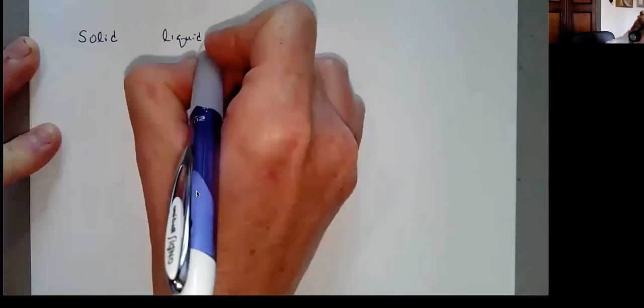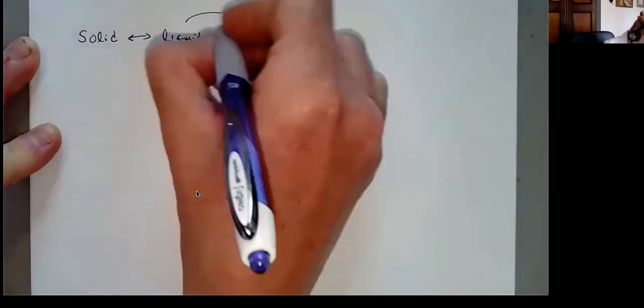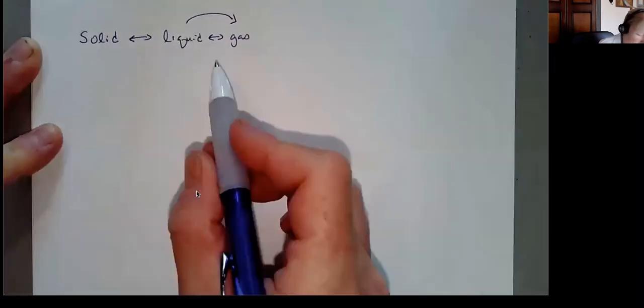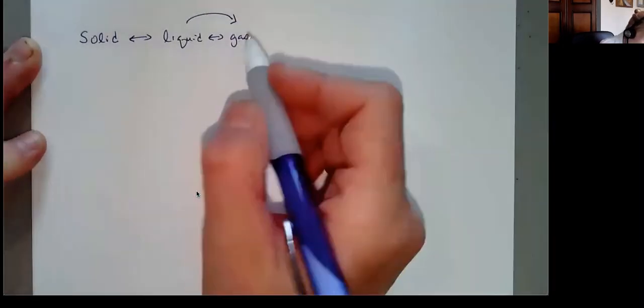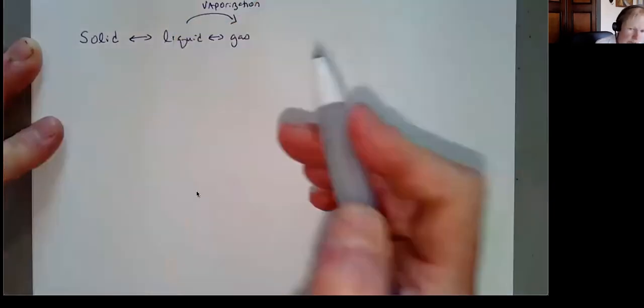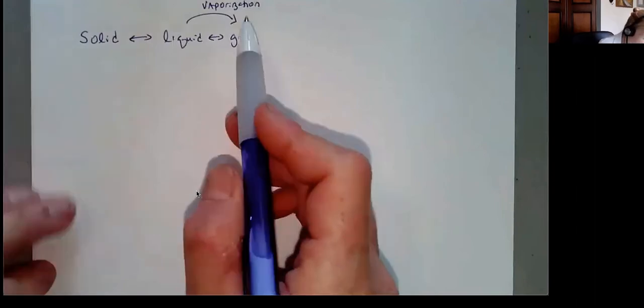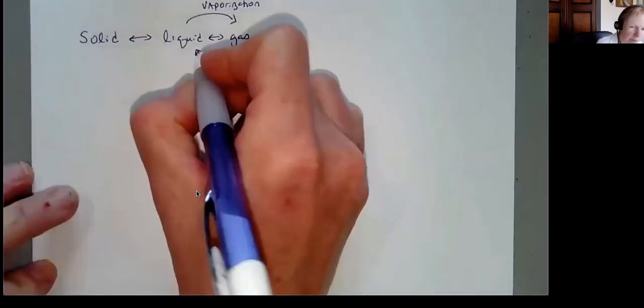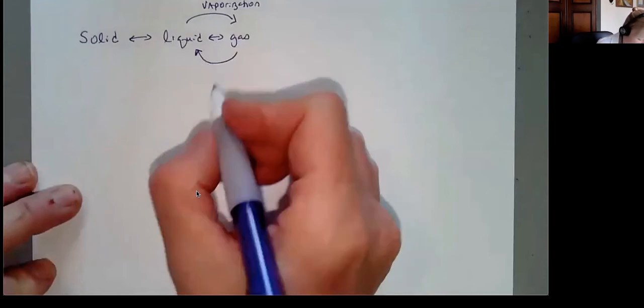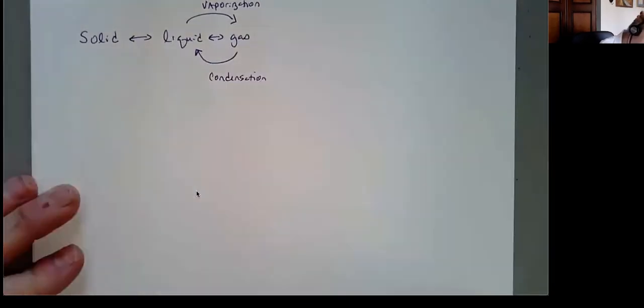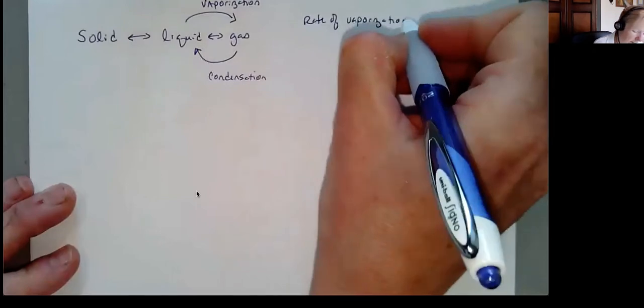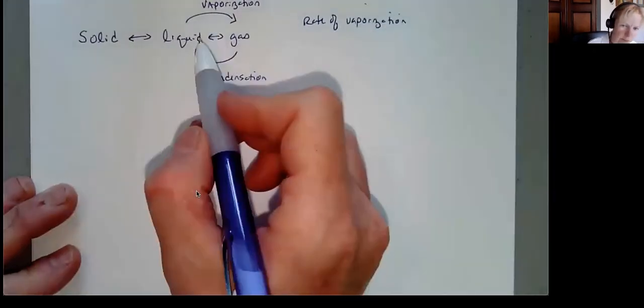Let's review really quickly some terminology. If I have my states of matter, solid, liquid, gas, and I look at moving from a liquid to a gas, we would call this boiling or vaporization. In chemistry, we refer to that phase change from a liquid phase to a gas phase as vaporization. If I'm going in the opposite direction, from a gas to a liquid, this is condensation.